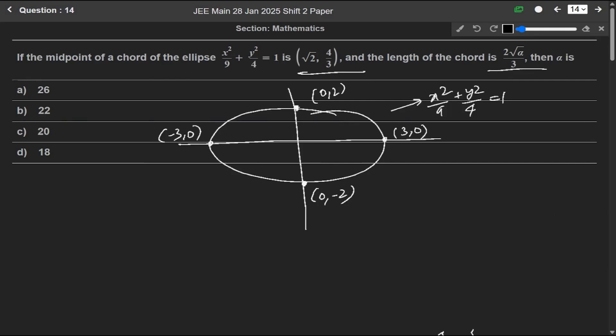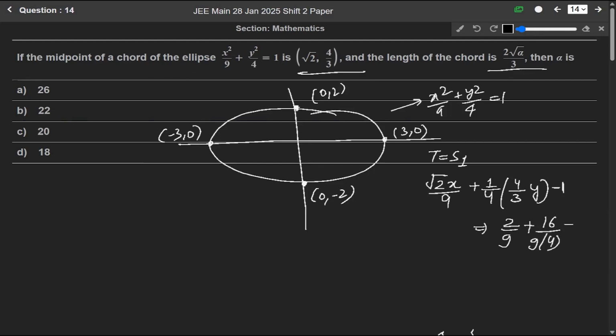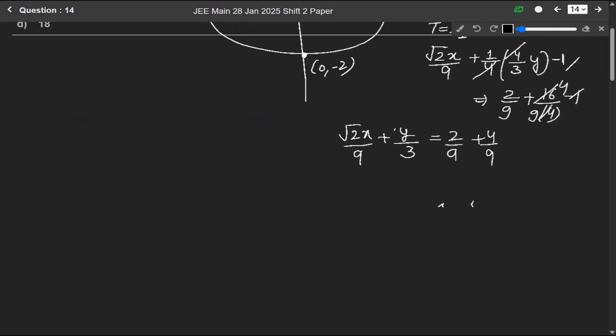Okay, so let us say T equals S1. We always use this for solving ellipse questions. So T equals S1 gives root 2x over 9 plus (1 over 4)(4 by 3)y minus 1, equal to 2 over 9 plus 16 over 9 into 4 minus 1. The 4s cancel, so y over 3, and the minus 1s cancel, so it will be 2 over 9 plus 4 over 9.